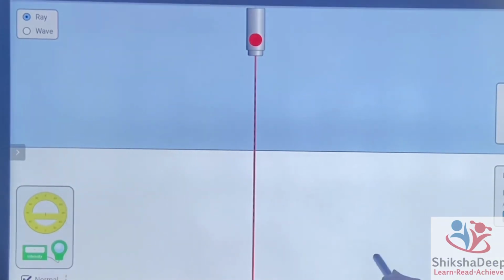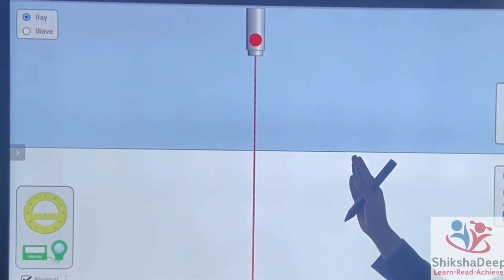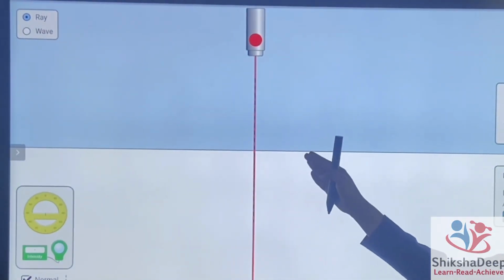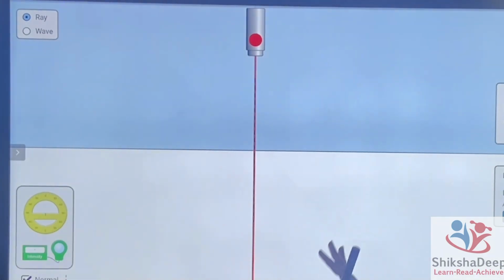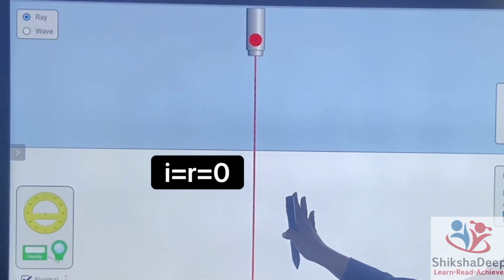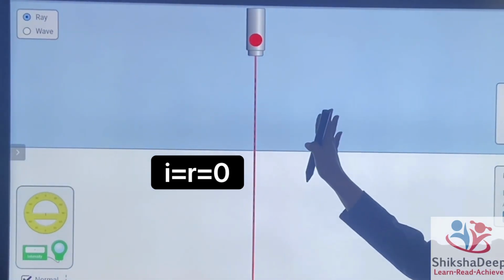The third case is when the light is incident along the normal, it passes undeviated. That is, angle of refraction is 0 and angle of incidence is also 0.